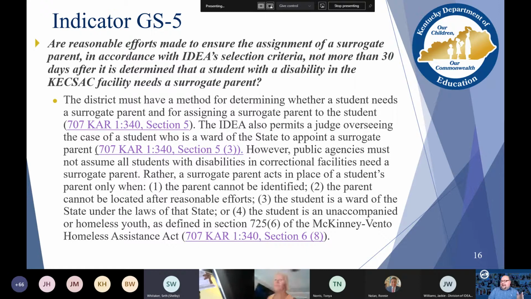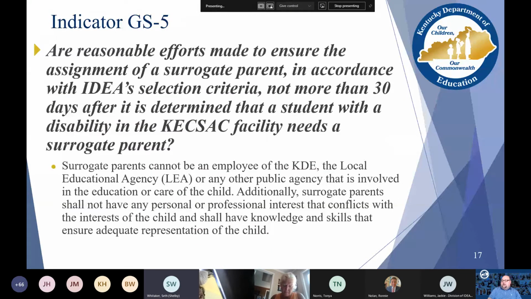So rather, a surrogate parent acts in the place of a student's parent only when the parent cannot be identified, or the parent cannot be located after reasonable efforts. And I'm going to tell you, reasonable efforts have to go a long way, and they have to be documented. And the student is a ward of the state under the laws of that state, or the student is an unaccompanied or homeless youth as defined under McKinney-Vento. So are reasonable efforts made to ensure the assignment of a surrogate parent in accordance again?